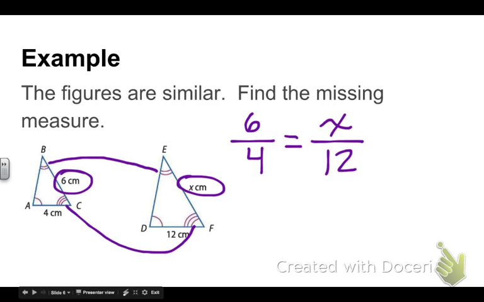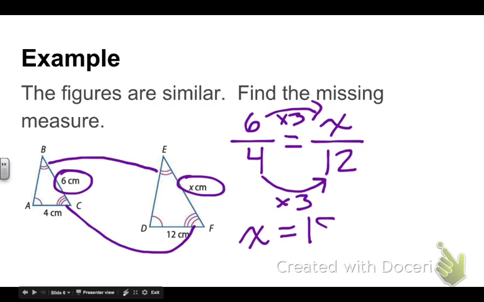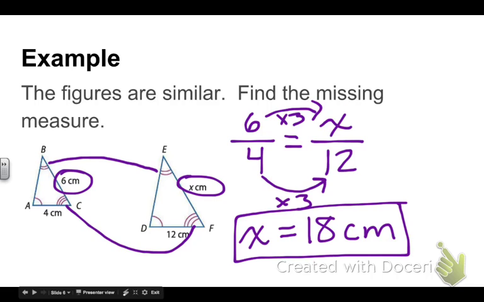How do you want to solve for x? That is your call. Me personally, I'm a fan of finding the relationships. 4 times 3 gives you 12. So 6 times 3 is going to give you 18. X is going to be 18 centimeters. And I want to make sure that you get in good habits and label it. We're going to be working with a lot of these in class, so I will see you then.